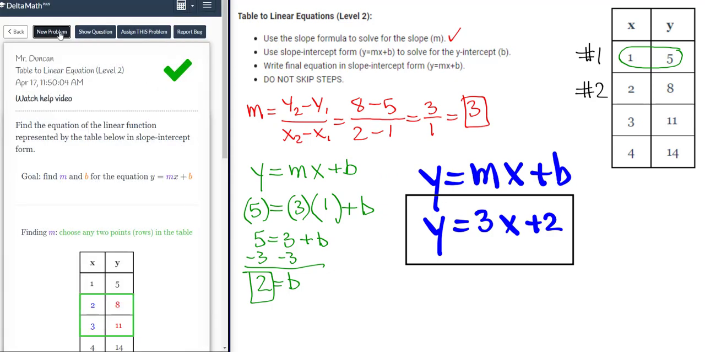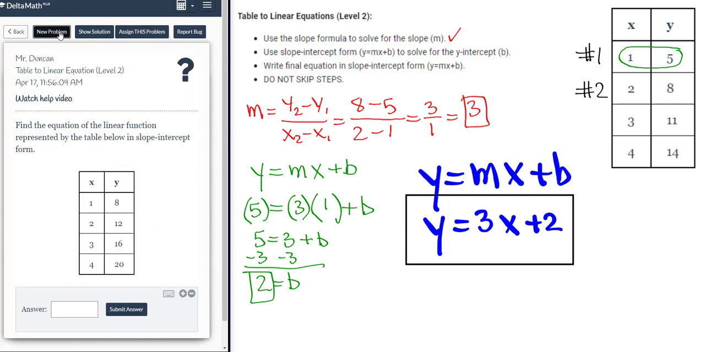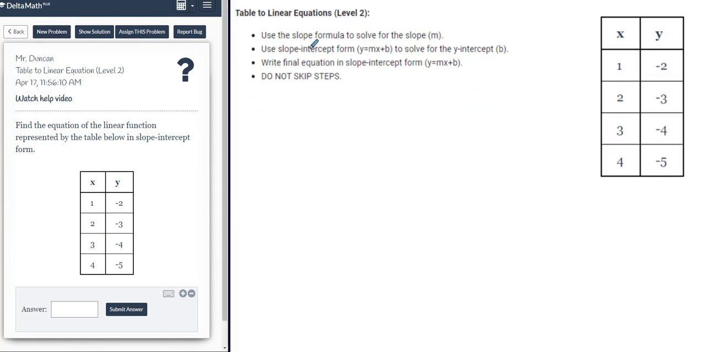There, we got it. Let's see if we can find one that's a little bit harder. There, let's go ahead and try this one because it has negative values. All right, I took a moment to go ahead and copy and paste the instructions from Google Classroom and steal the table of values. So in red for our first one, use the slope formula to find the slope. So I'm going to write m equals y sub 2 minus y sub 1.